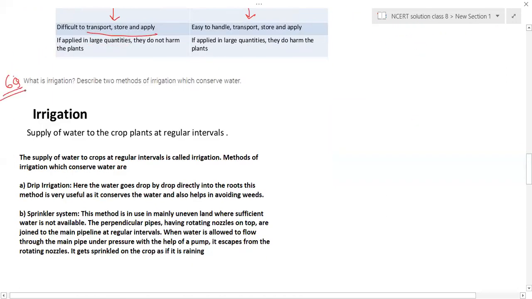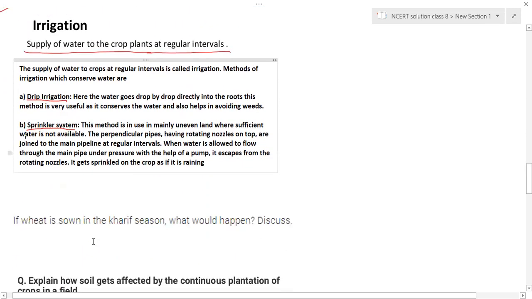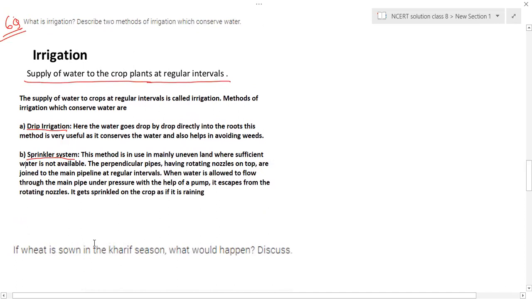Now let's come to the next question, the sixth question. What is irrigation? The supply of water to the crop plants at regular intervals is known as irrigation. Different plants have different requirements. So you have the drip irrigation system and the sprinkler system, which can save water during irrigation. So that can also be mentioned.